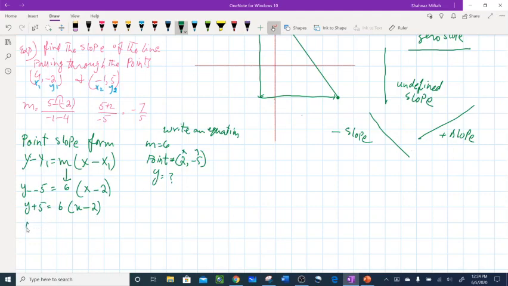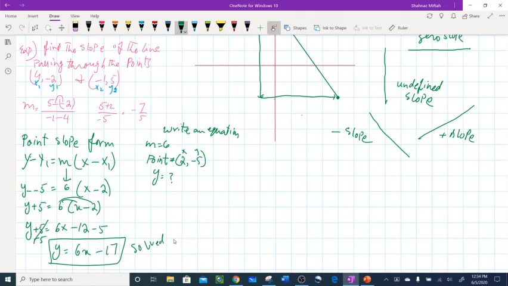So what I'm going to do, I'm going to do parentheses first, like distributive property, like that. 6 times x is 6x. 6 times -2 is -12. Now I can move the 5 to the other side. You subtract 5 from both sides. And it will give me y equals 6x minus 17. So now this is my equation, and I solved it for y. That's what it is. Okay.